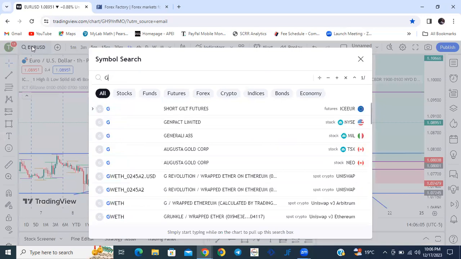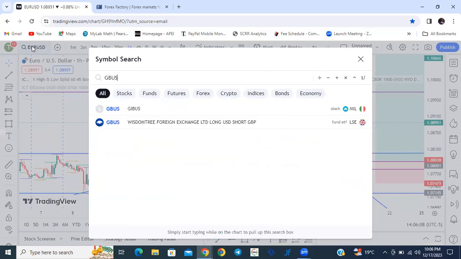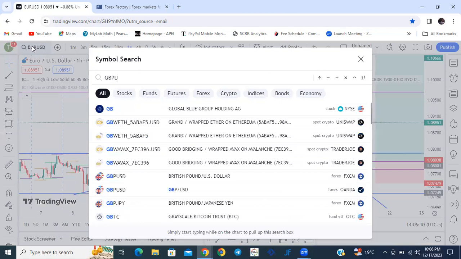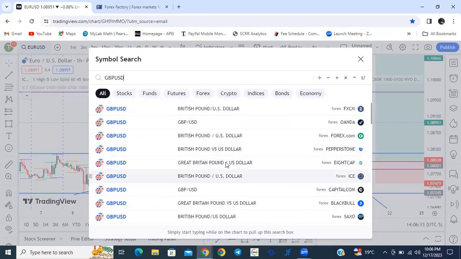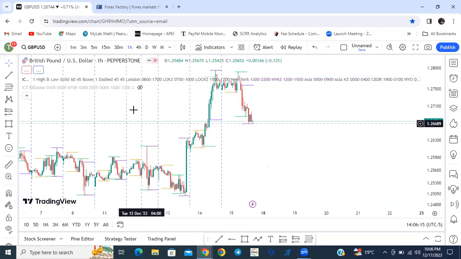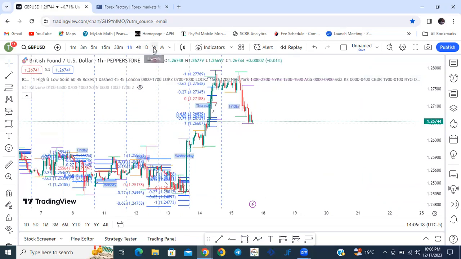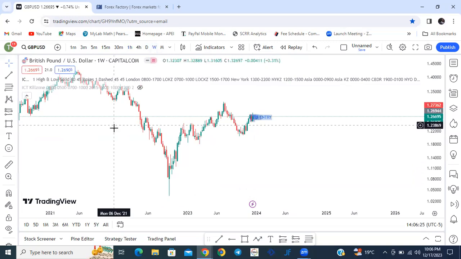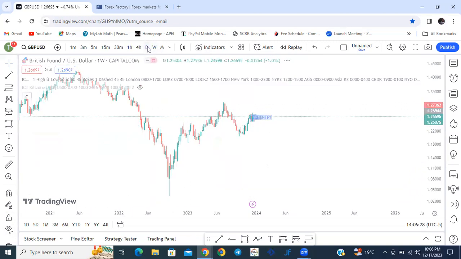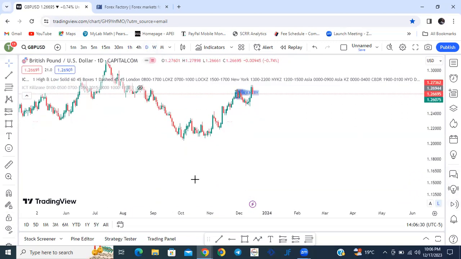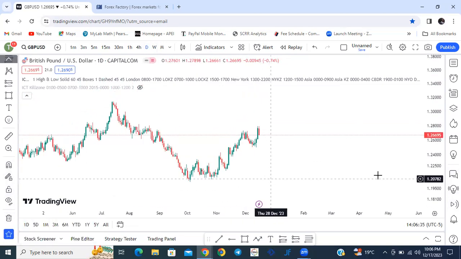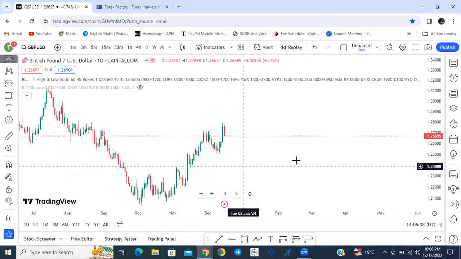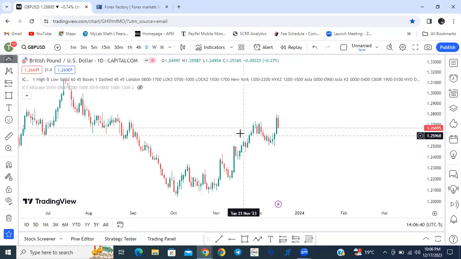So looking at GBP/USD, with GBP/USD we start from the weekly time frame. Let me take another GBP/USD chart that I've not drawn on so much. So we look at it from the daily time frame. Let me delete all this drawing. So from the daily time frame, this is what we have.